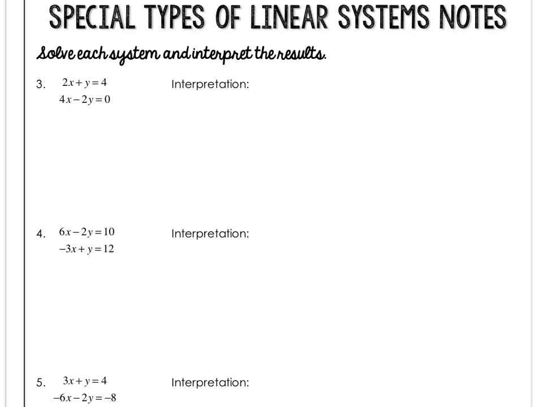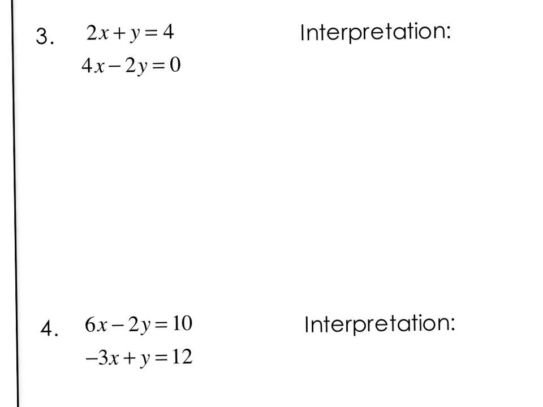In these problems, we're asked to solve each system and then interpret the results. So we're going to look and see algebraically, what would this look like if we solved it? So for number 1, we can solve using any method that we choose. Since neither one is set up in slope-intercept form, neither graphing nor substitution is going to be very favorable here. So I'm going to use elimination and multiply the first equation by 2. So that'll give me 4x plus 2y equals 8. This way, my negative 2y and my positive 2y will eliminate.